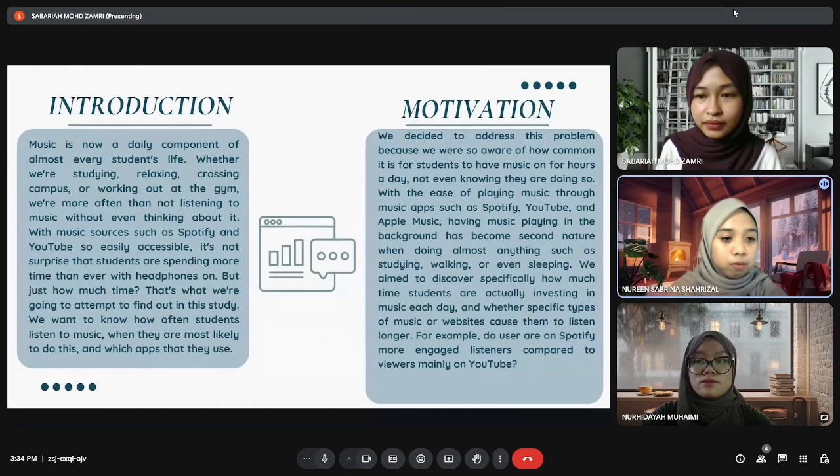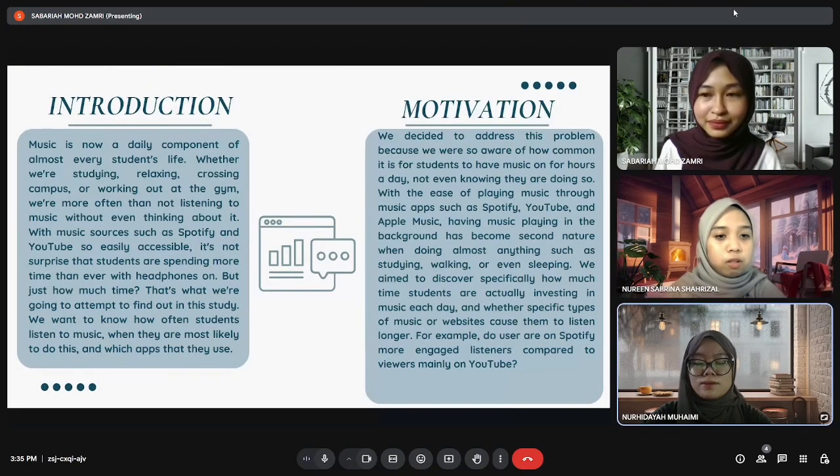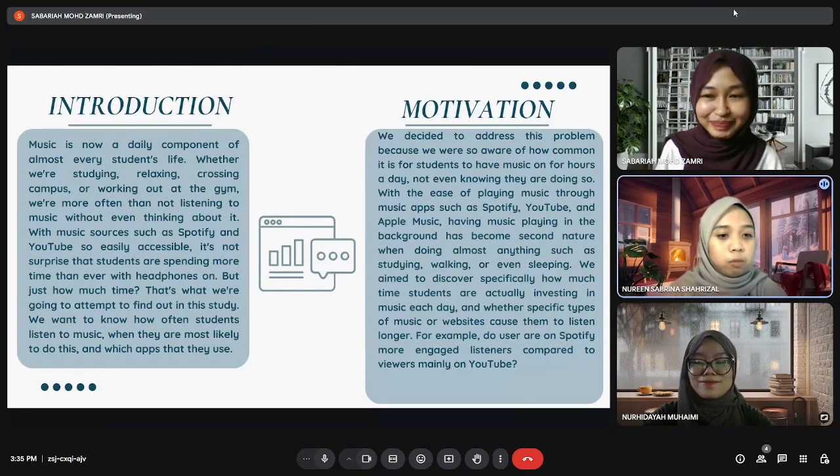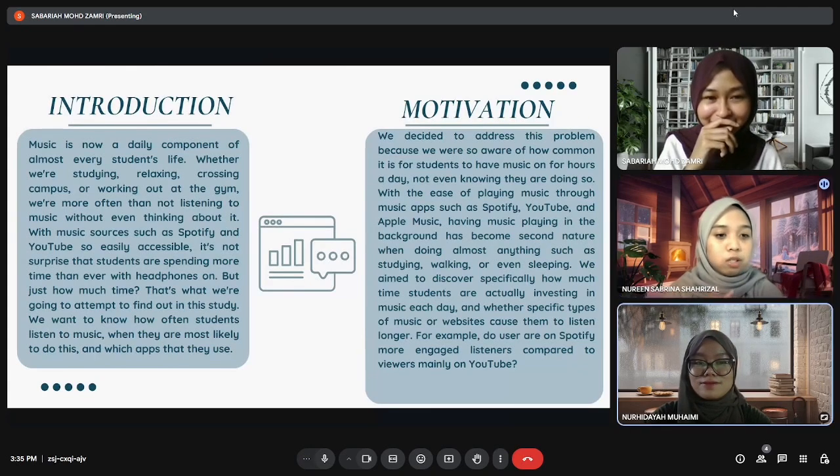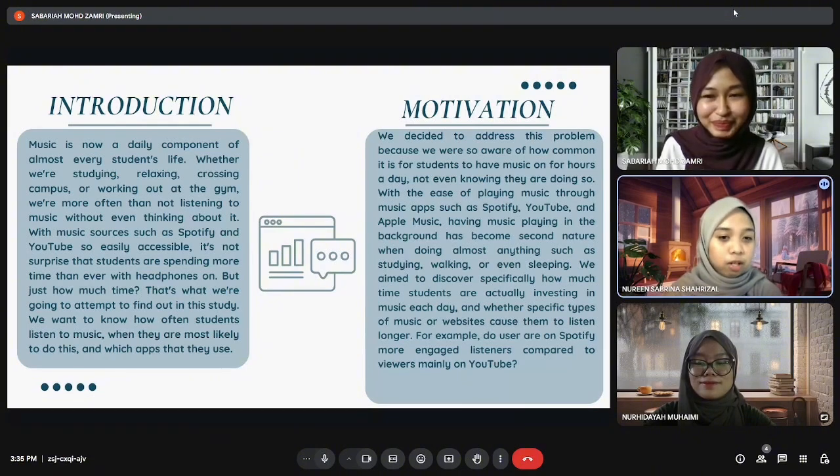The introduction: how much time students spend listening to music is now a daily component of almost every student's life, whether we are studying, relaxing, crossing campus, or working out at the gym. We are more often than not listening to music without even thinking about it. With music sources such as Spotify and YouTube so easily accessible, it's not surprising that students are spending more time than ever with headphones on. But just how much time? That's what we are going to attempt to find out in this study.